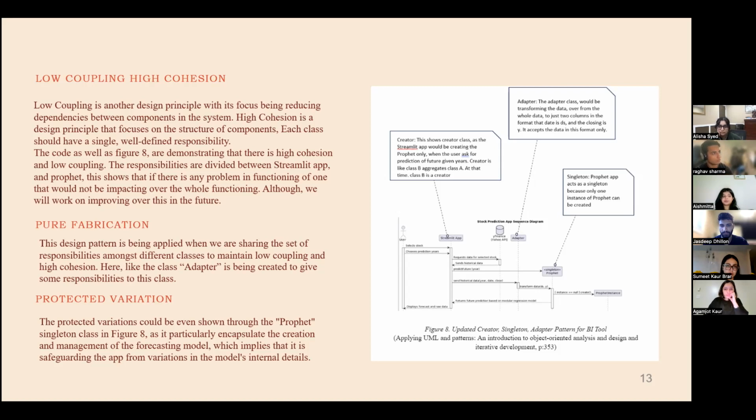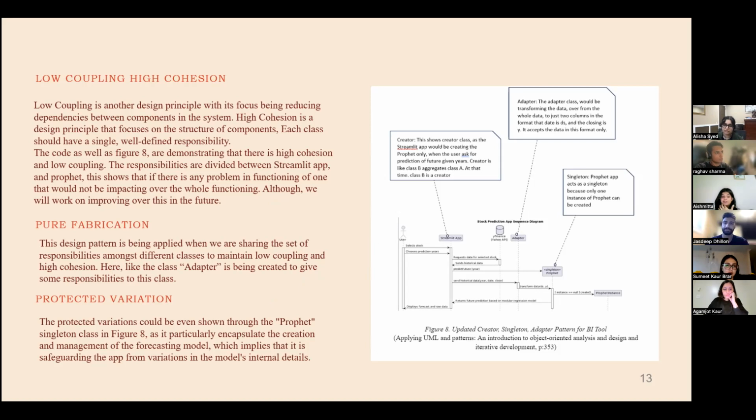And our code, we believe, we've tried our best to add these components in there. And you can also see in figure 8 that there is high cohesion and low coupling, as the responsibilities are divided between Streamlit app and the Prophet. And it shows that if there's any problem in functioning of either one of them, the other one would continue functioning. And we will also try to improve this in the future.